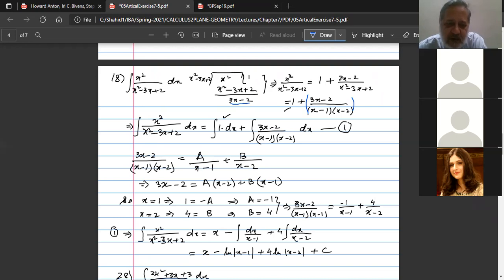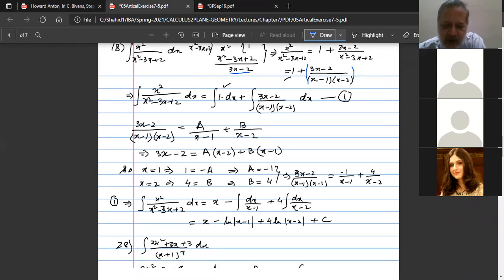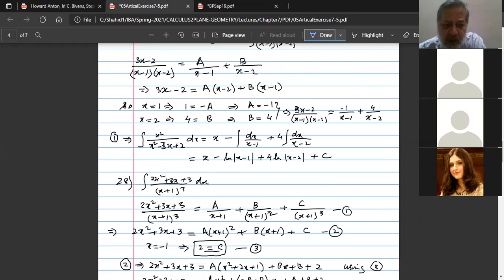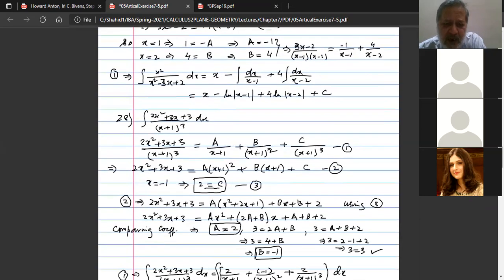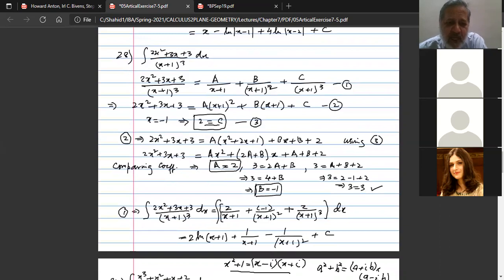So for this part, both factors are linear. x² - 3x + 2 is a very simple quadratic expression. These factors are x - 1, x - 2. You can find them easily, and then partial fraction done, values of a and b found, and the integration completed. Now this is the question where the linear factor is repeating 3 times. So since linear factors, the numerator is not very complicated, only 3 constants are involved.